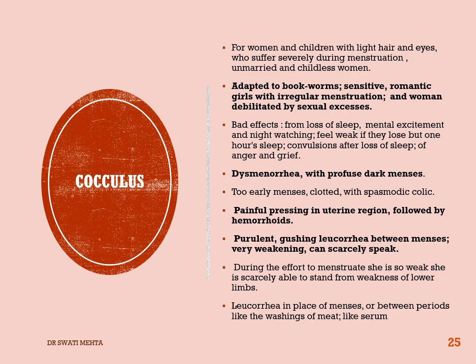The patient is so weak that she can scarcely speak. During the effort to menstruate, she is so weak that she is scarcely able to stand from the weakness of the lower limbs. Leukorrhea in place of menses.